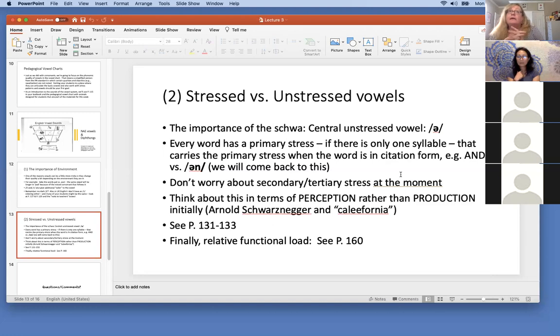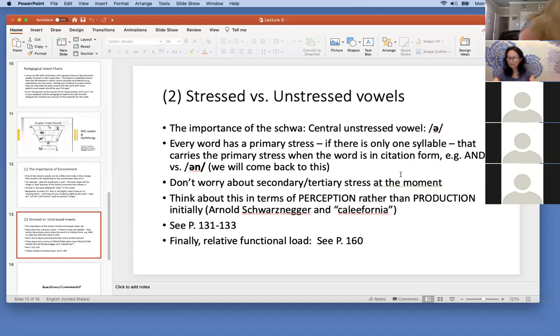All right, and finally, as you go through this chapter, make sure that you look at relative functional load. That's on page 160. It's the last thing before the exercises. It's table 4.15, and it talks about relative functional load, okay?